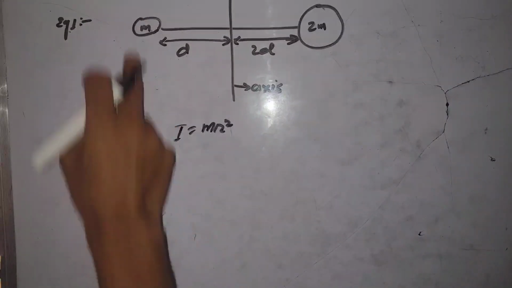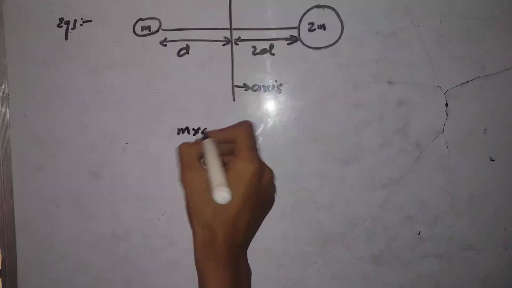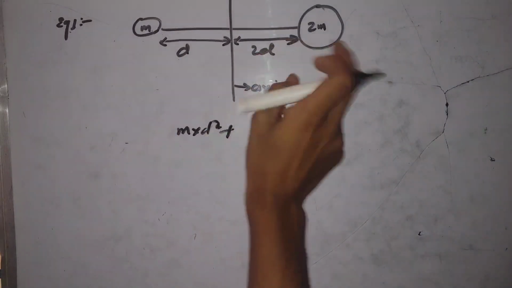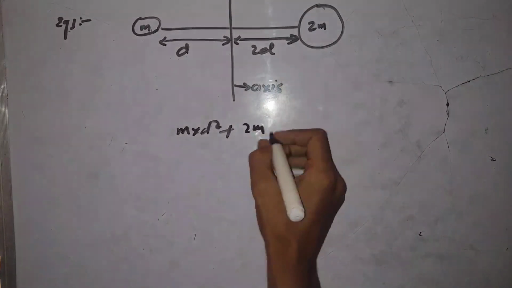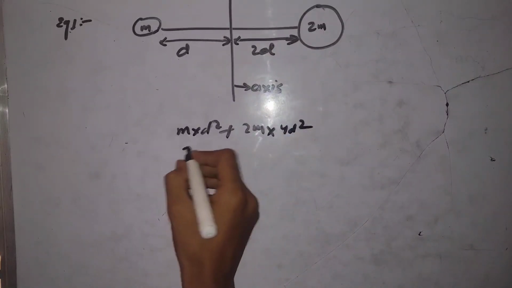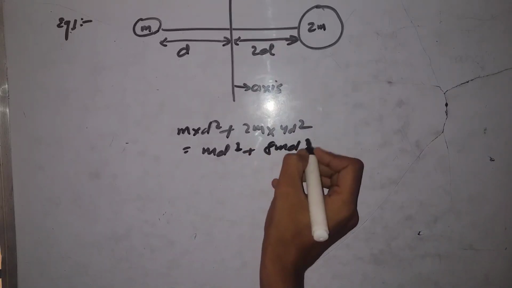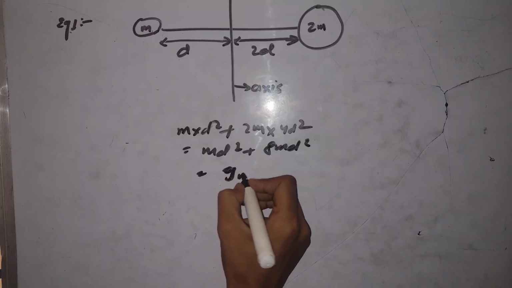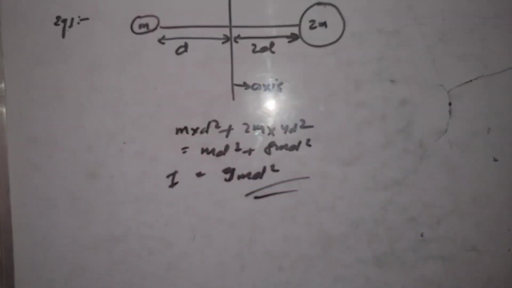The moment of inertia of this particle from the axis will be m into the perpendicular distance d, so m d square, plus the moment of inertia of this particle from the axis of rotation would be 2m, that mass, into its distance square, that is 4d square. So this is m d square and this is 8 m d square, so this is 9 m d square. That's the I of these two particles. If we consider these two particles as part of the system, then the moment of inertia of that system would be 9 m d square.